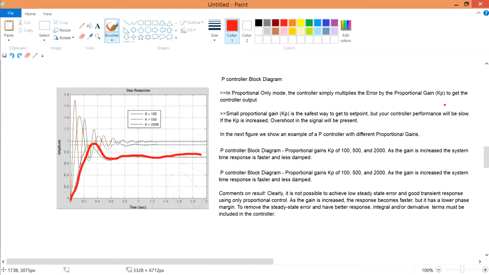So normally we want things to be fast, and therefore we decided to increase the gain. When we increase the gain, when Kp is increased, the overshoot in the signal will be present. Therefore this thing spikes. Therefore for high gain, it is not easy to achieve a low steady state error.